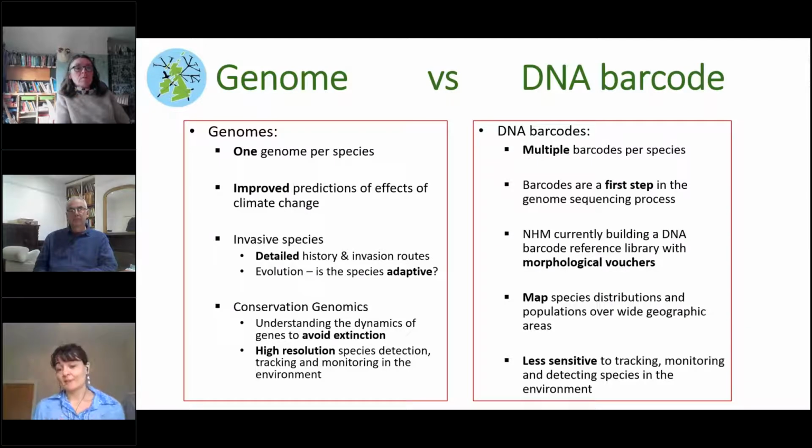Barcodes can be, and are currently being, used for tracking and monitoring and detecting species in the environment, but it's a lot less sensitive than using genomics.